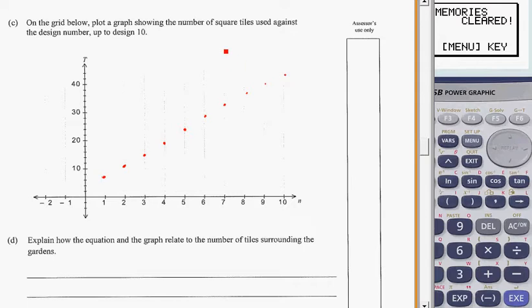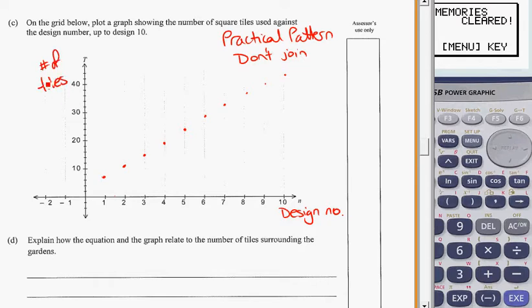Right, it's a practical pattern. So make sure you haven't joined it. Don't join. There's no such thing as talking about 1.5 tiles. Along the bottom here is the design number. Sorry, and this is the number of tiles here. Make sure we understand that.